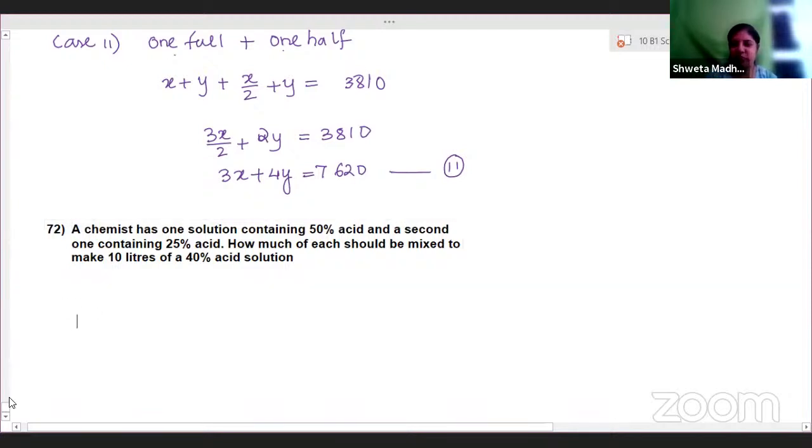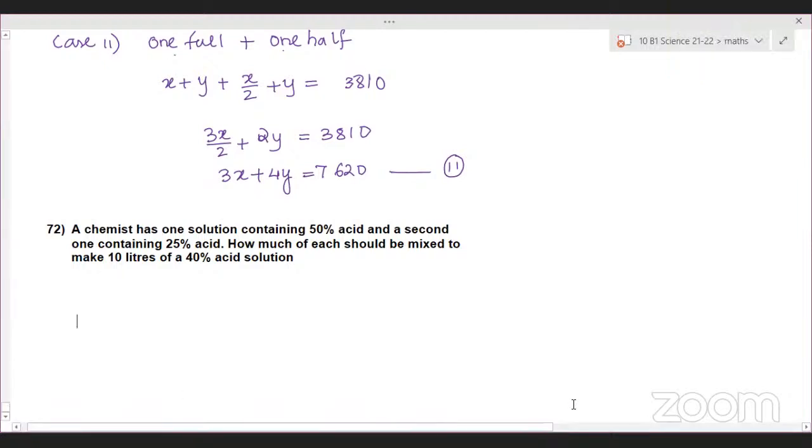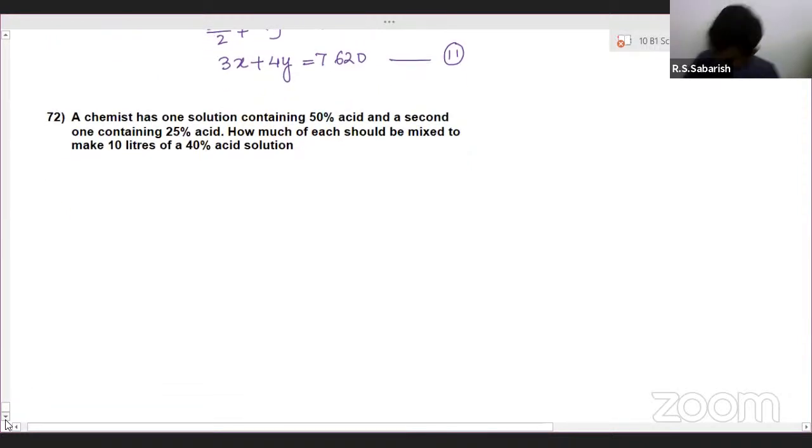Completed everyone? Yes, ma'am. X is equal to 2500 and Y is equal to 30. Okay. Now, see the question. A chemist has one solution containing 50% of acid and the second solution containing 25% of acid. How much of each should he mix to make a 40% acid solution?